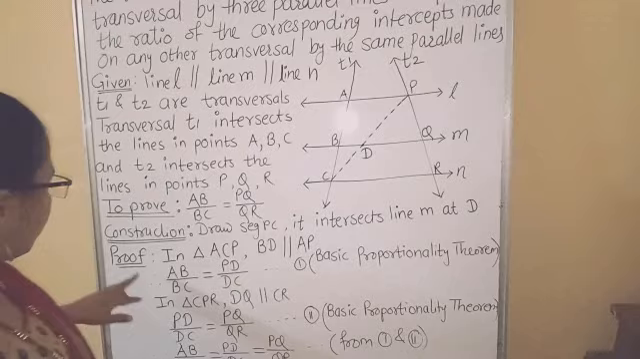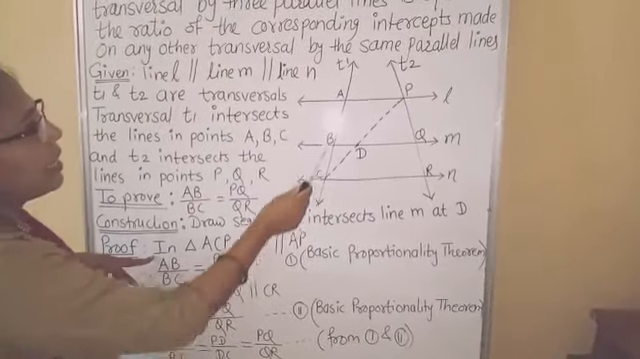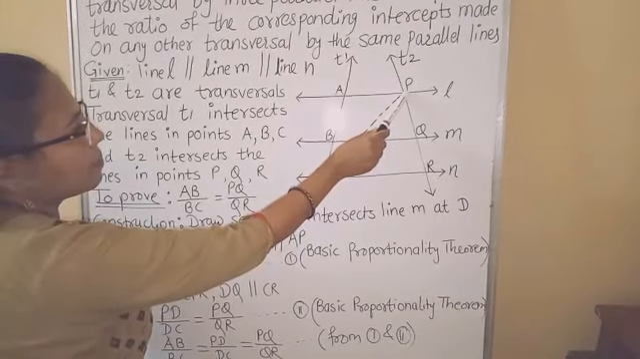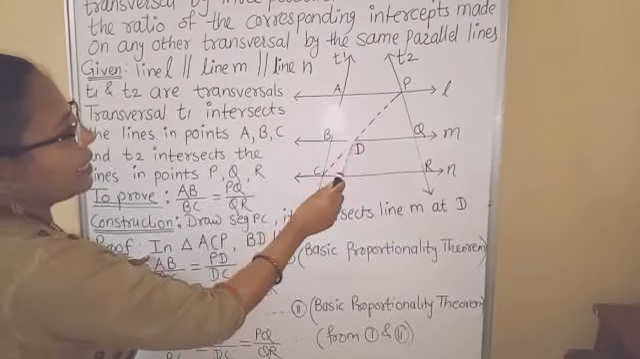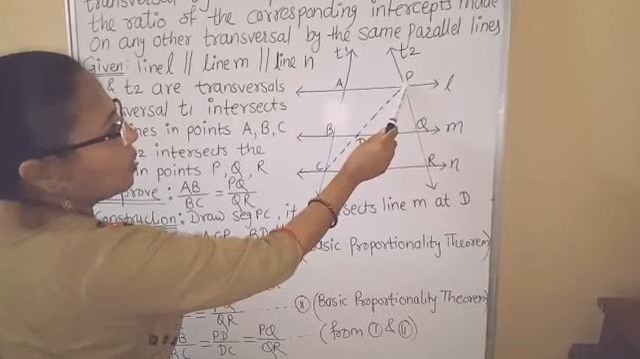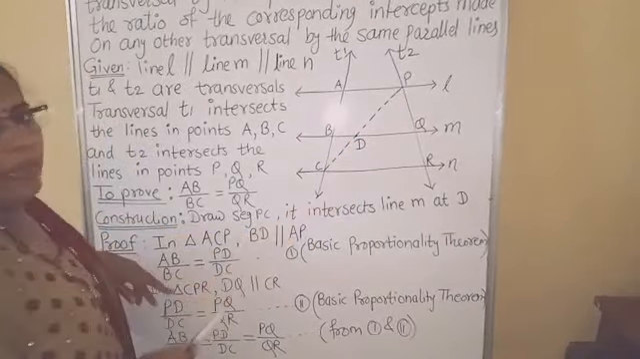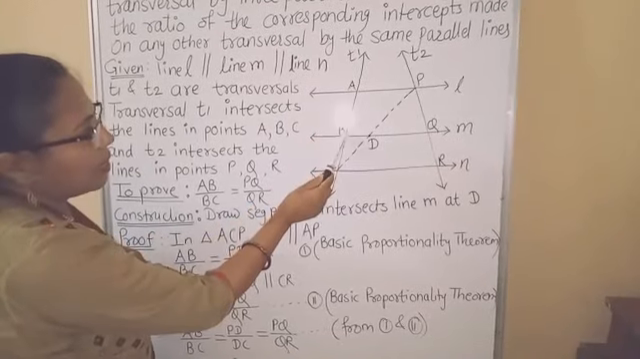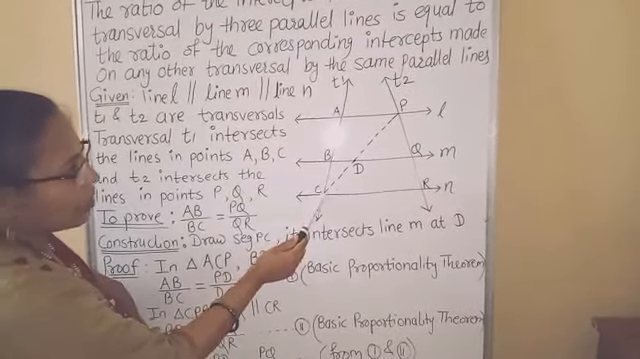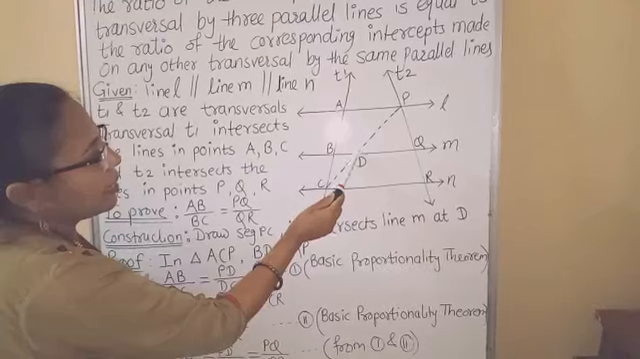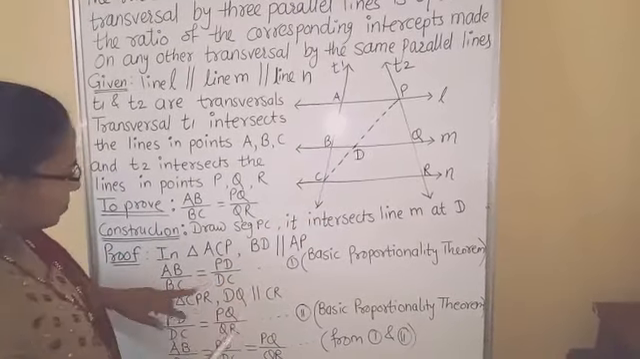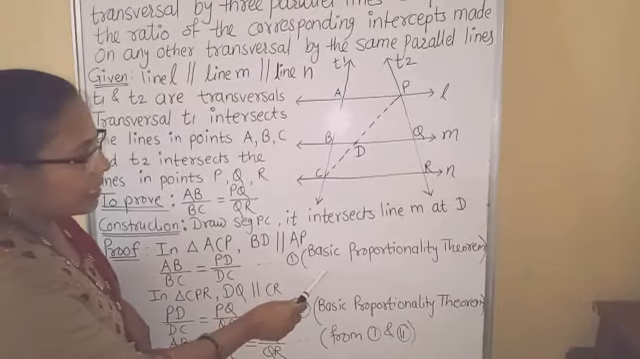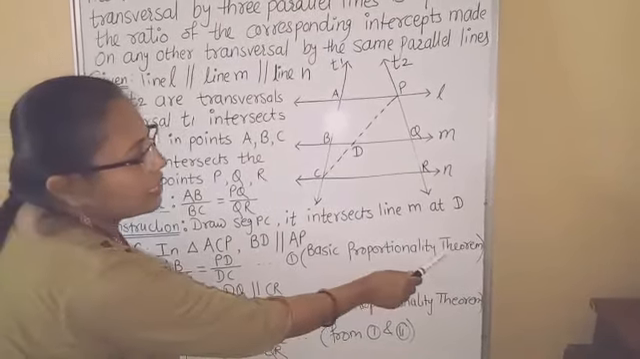So let's start the proof. First, in triangle ACP, BD is parallel to AP. So by applying the basic proportionality theorem, we will get ratio AB upon BC equal to PD upon DC. Here is statement number 1 and the reason is basic proportionality theorem.